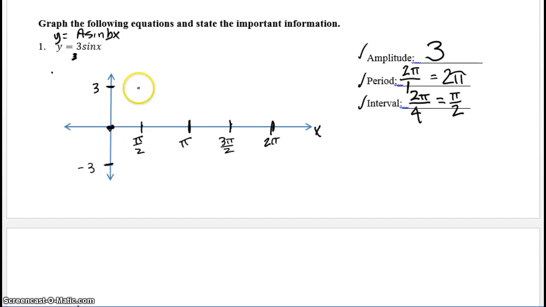Moving to the right, we move up so that at the end of the first interval, I'm at the maximum. Draw a point. The next interval, I'm down at the midline. The next interval, I'm at the minimum. I'm at the bottom at negative 3. I draw a point. And then I start back up again so that at 2 pi, the next interval, I'm back to the midline. Draw my smooth curve. And here's one period of the sine. Y equals 3 sine x.